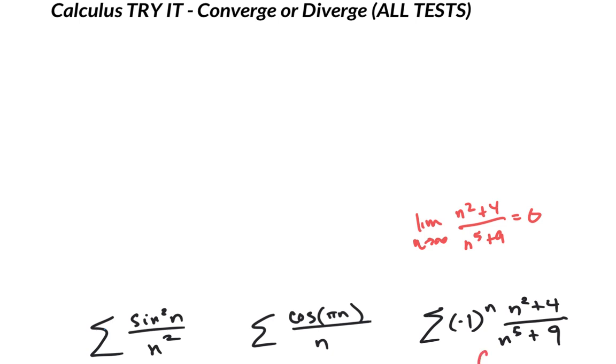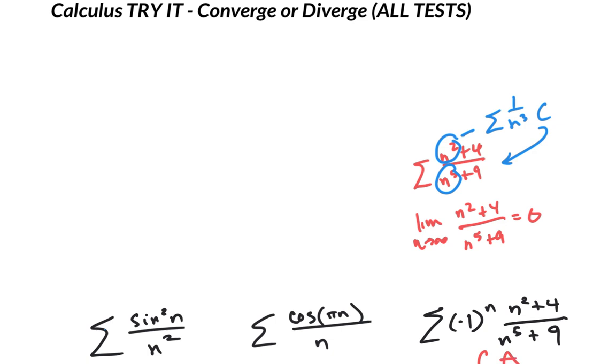Then we say, how about the series n squared plus 4 over n to the 5th plus 9. I would use limit comparison for this. I would say n squared over n to the 5th reduces to 1 over n cubed, which is a convergent p-series, so this converges by limit comparison, so it converges absolutely.